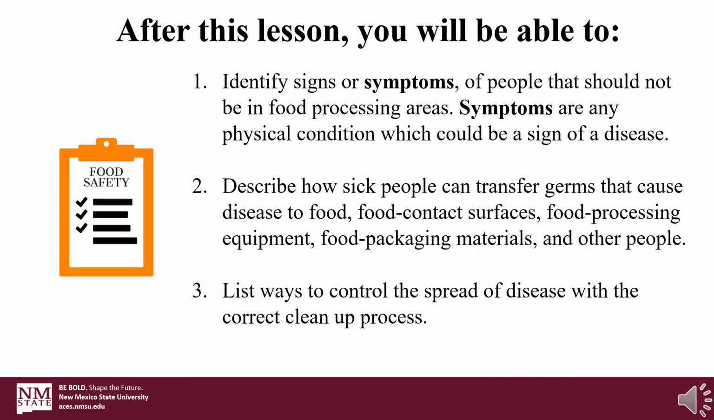After this lesson, you will be able to identify signs, which are known as symptoms, of people that should not be in food processing areas. Symptoms are any physical condition which could be a sign of a disease. Describe how sick people can transfer germs that cause disease to food, food contact surfaces, food processing equipment, food packaging materials, and other people. List ways to control the spread of disease with the correct cleanup process. The learner should note, key terms will be defined after the slides are presented to clarify any technical words or vocabulary.